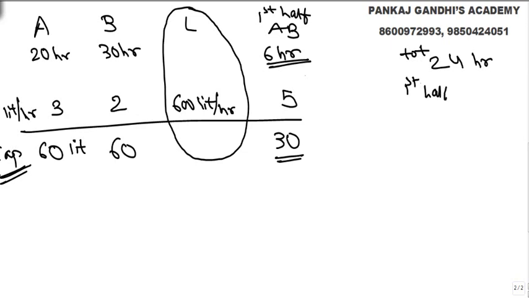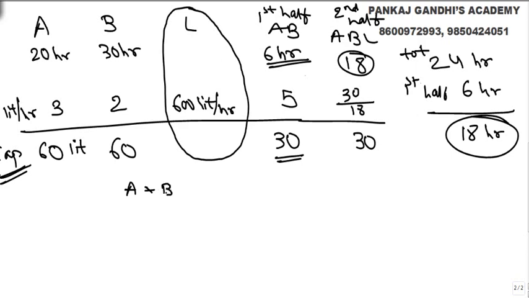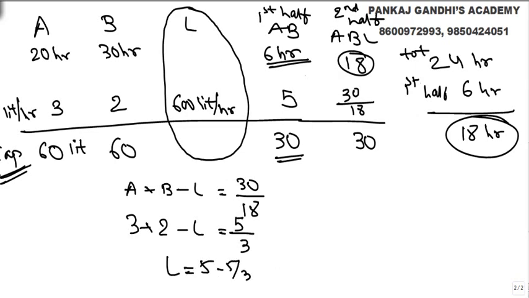Now, the total time to fill is 24 hours. The first half needs 6 hours, so the remaining time is for the second half. In the second half, A, B and leakage are all there. In 18 hours, if full tank is 60, half is already 30, so the remaining is 30. In 18 hours they together fill 30, so per hour it is 30 by 18. A fills 3, B fills 2, minus leakage, equals 30 by 18, which is nothing but 5 by 3.